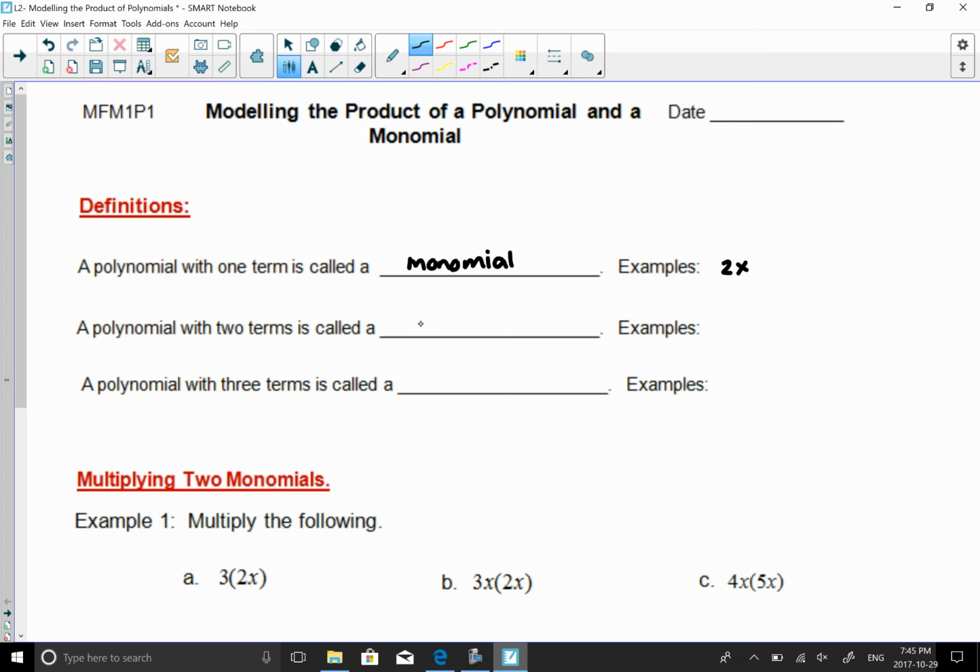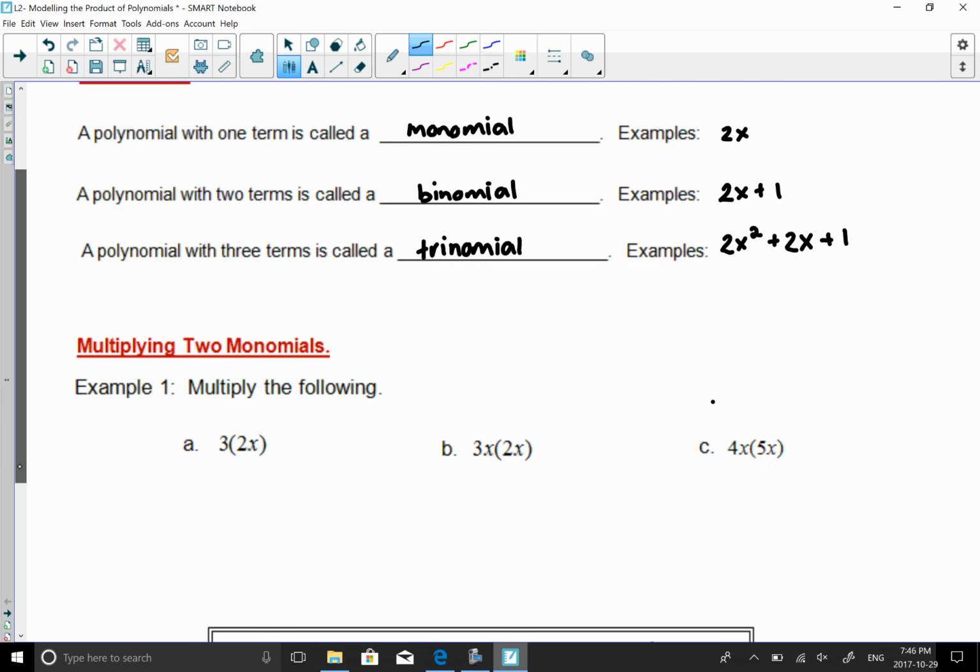A polynomial with two terms is called a binomial. So for example, I could have 2x plus 1. These are different terms. They're not like terms. A polynomial with three terms is called a trinomial. So that would be 2x squared, for example, that's one term, this is another term, 2x, and then 1. These are all three different terms that we cannot collect because they're different values. They're not like terms.